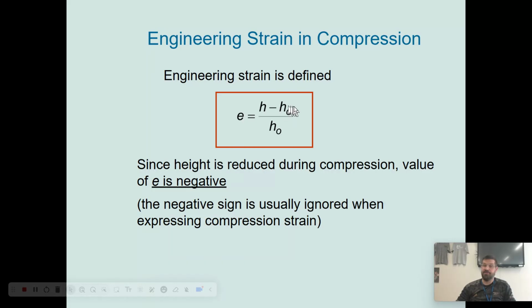So say your original material started off at 10 millimeters, and now midway through the test it's down to 8. The height is now 8. In this case, you would take 8 minus 10 and divide it by 10. 8 minus 10 is negative 2, over 10, so it's negative 0.2. In a compression test, the strain is a negative value because you're getting shorter. It's still a percentage change of the original height, but it has a negative sign because it's getting shorter.